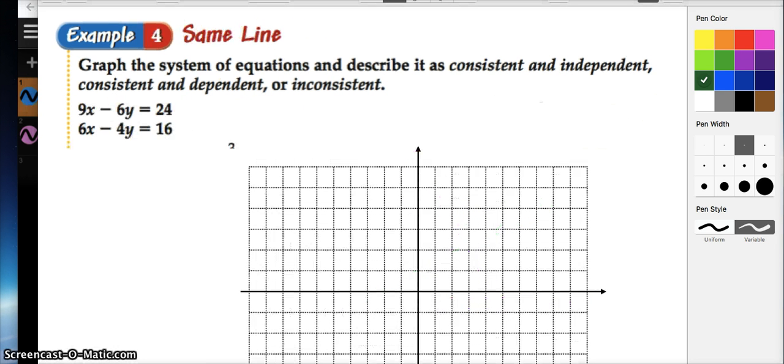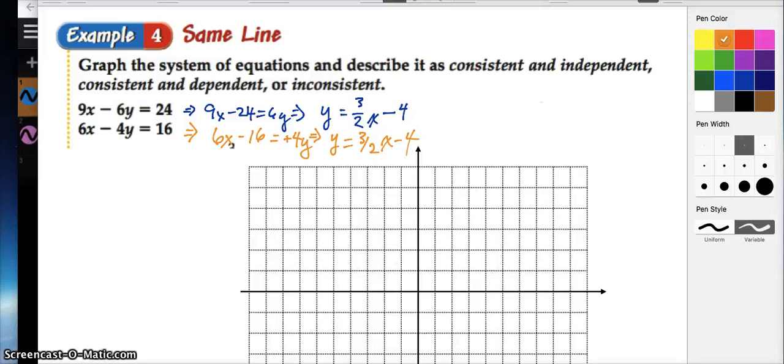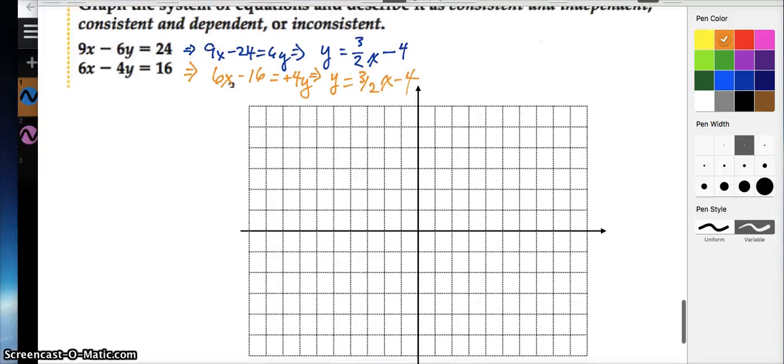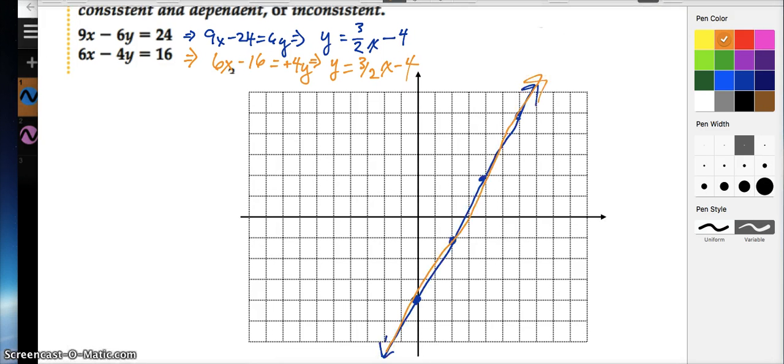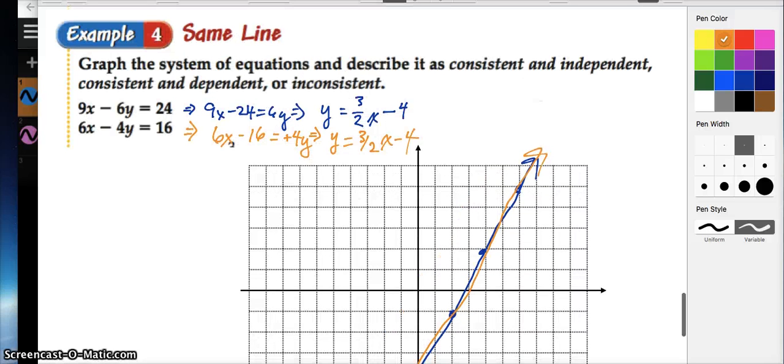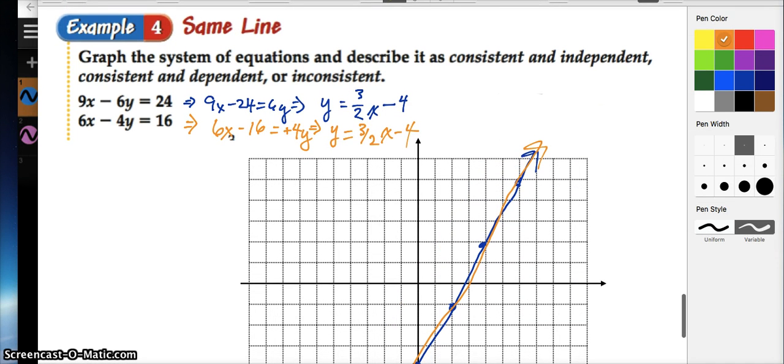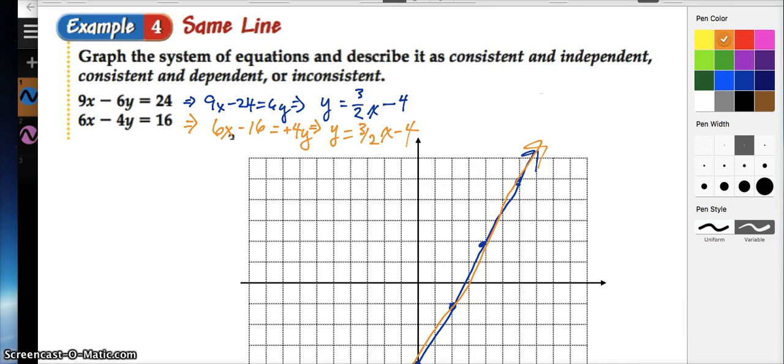As the title of this example tells us, we're going to be dealing with the same line. So when we solve each equation for y, we see we get the same equation when we put them in slope-intercept form. So when I graph this, we get these two overlapping lines, which in essence is the same line. We have a consistent but dependent situation.